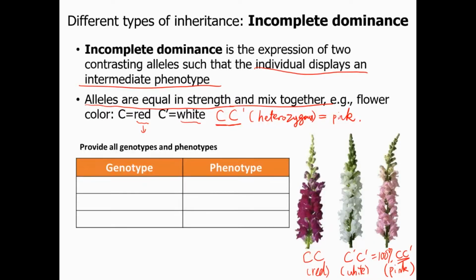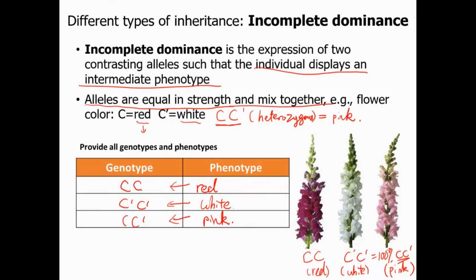Okay, so again, genotype, I put a table here to help you figure out what the genotype and phenotype is. So we have CC, red, right? C prime C prime, that's white. And CC prime is pink, right? Now, in incomplete dominance, there are a lot of hints there. So if I don't give you the genotype, if I just give you the phenotype, you should be able to figure out what the genotype is because there's only one possibility. For each phenotype, there's only one possible genotype.